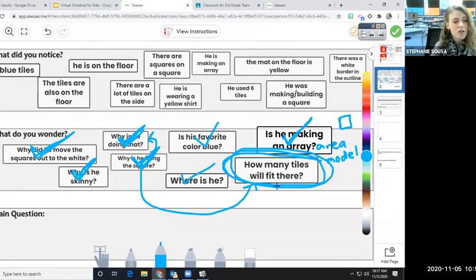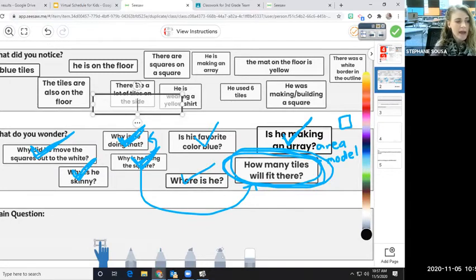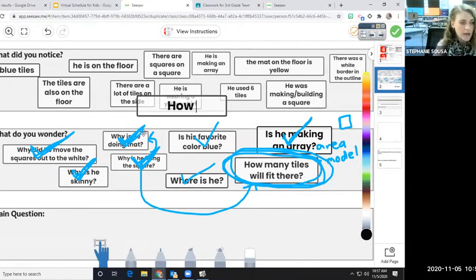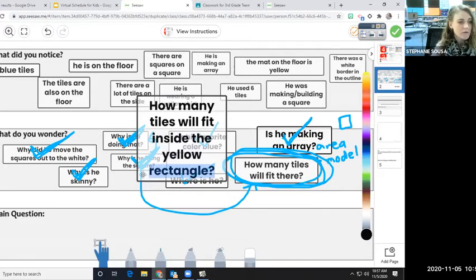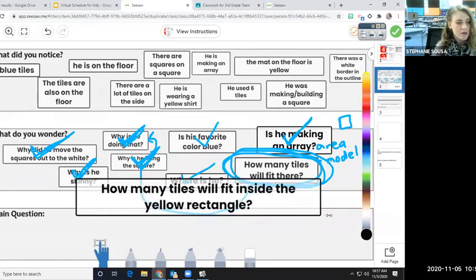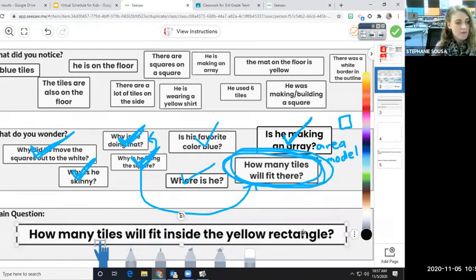Ding, ding, ding, ladies and gentlemen. This is the main question. Please, on slide 2, record how many tiles will fit there as the main question. So everybody right now is typing the exact same question on number 3. How many tiles will fit inside the yellow rectangle? This is the question we're going to help Graham answer today. Go ahead and record that down on your slide as the main question.